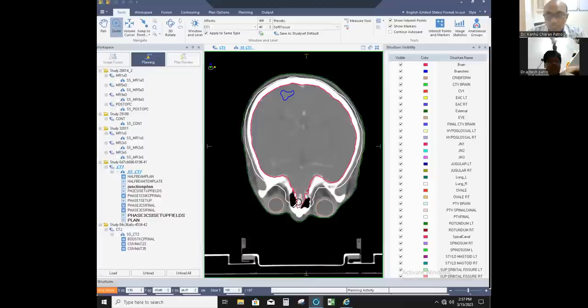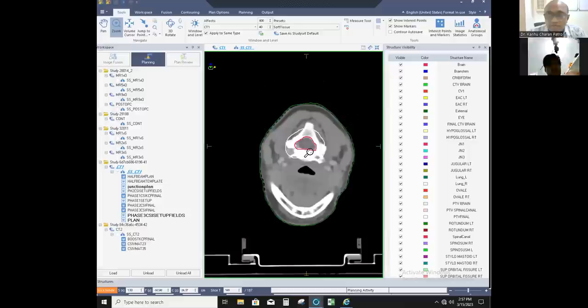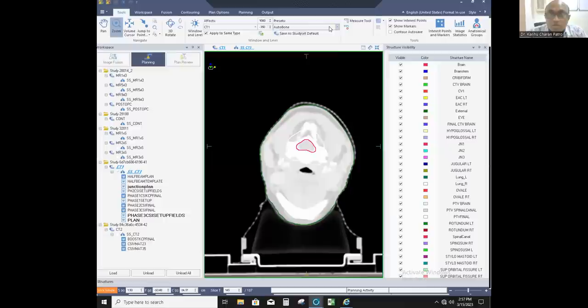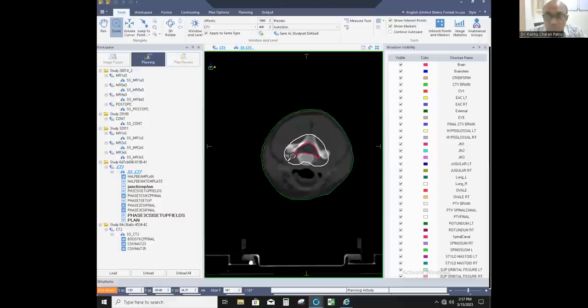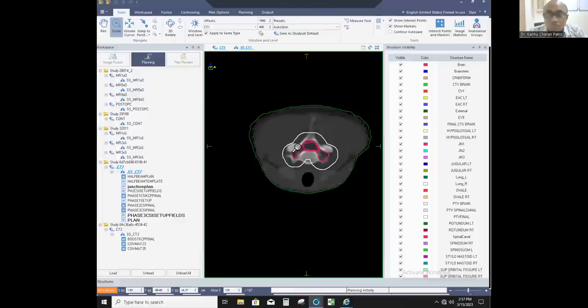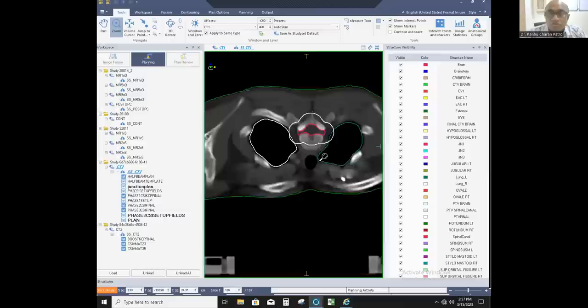Then after that, your field comes to the spinal canal. Again, I am telling you, when you're contouring the spinal canal, you have to contour in the bone window. You can see the spinal canal here, but if you slowly dilate, this is the spinal intervertebral foramen. That has to be contoured properly. If you don't contour it, you are missing the target. So every other slice, there is an intervertebral foramen, and you have to contour it.